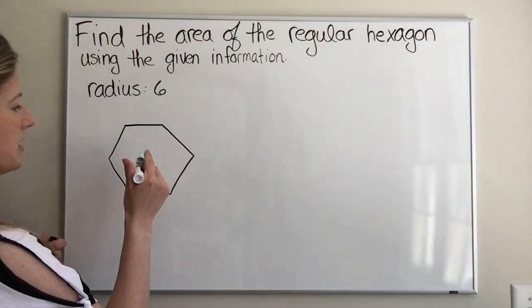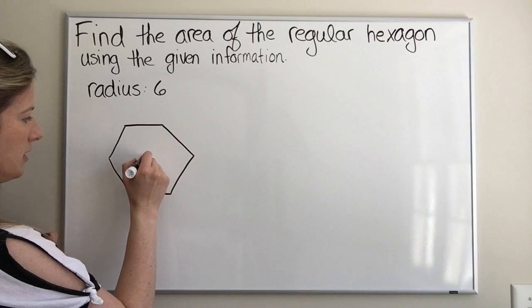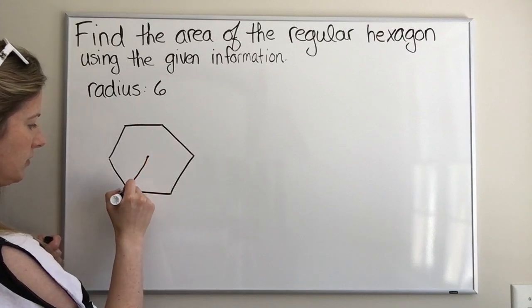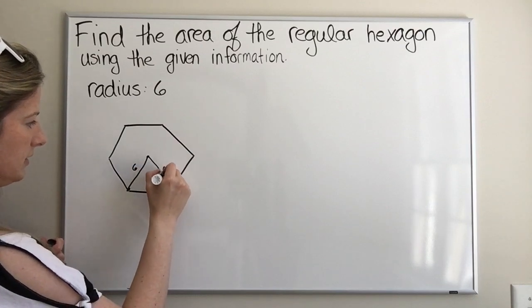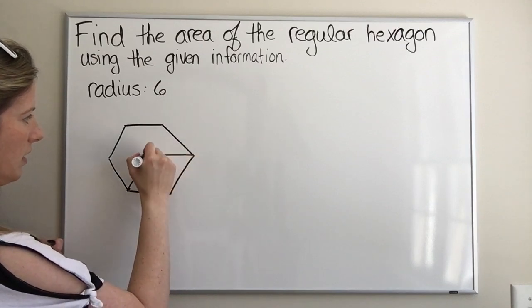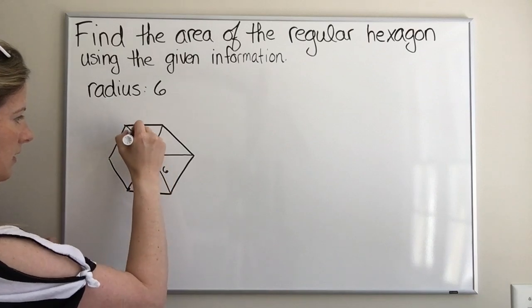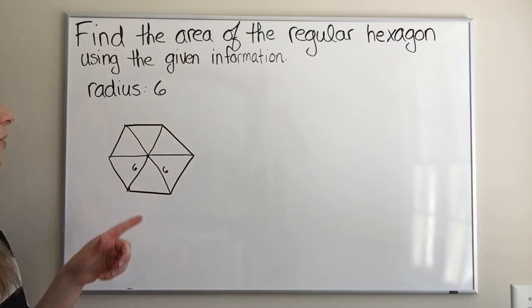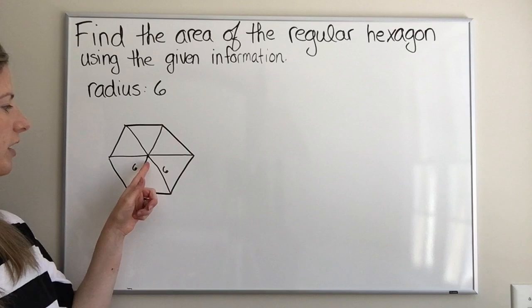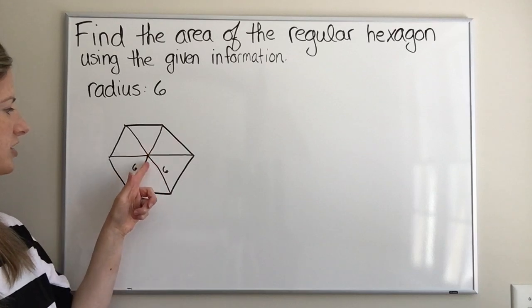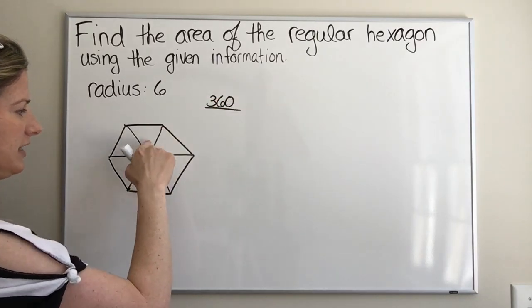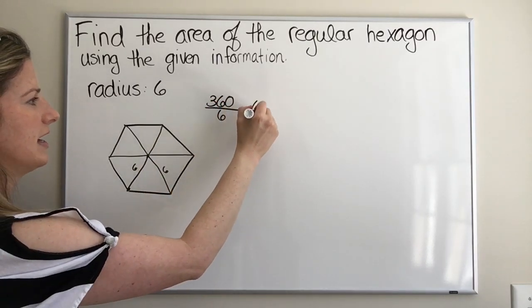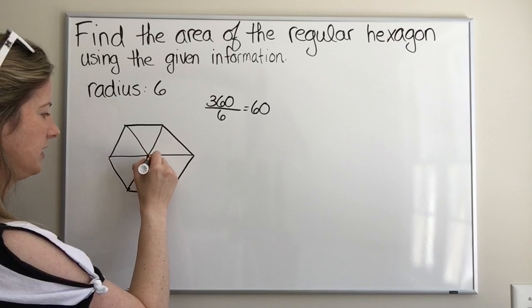All right, so the radius is the distance from the center to the vertex. So we know that this is 6, okay? Boom, 6. And then everywhere else is 6. Okay? So you remember from the previous video that we are able to find this angle here by just taking 360 and dividing by the number of angles that we have. In this case, it's 6, and that's 60. So we know that this angle is 60.